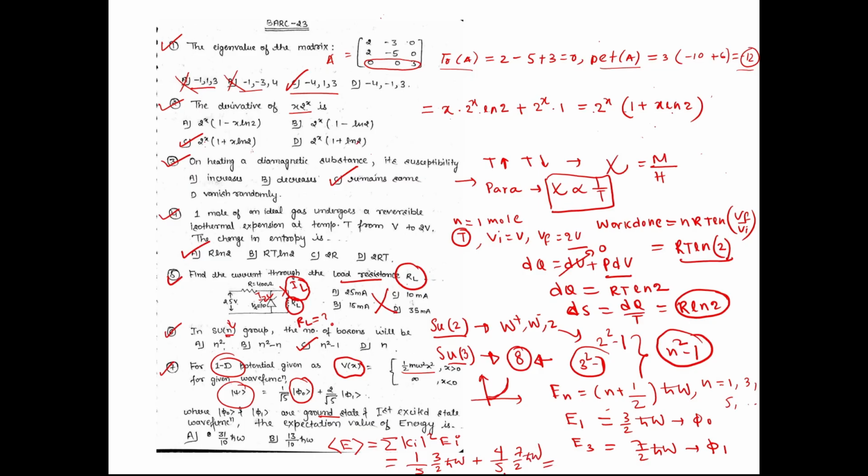So as a whole, 1 by 10 is common, so 3 plus 28 gives 31 h cross omega by 10. So the answer is 31 h cross omega by 10. Option A is the correct one.